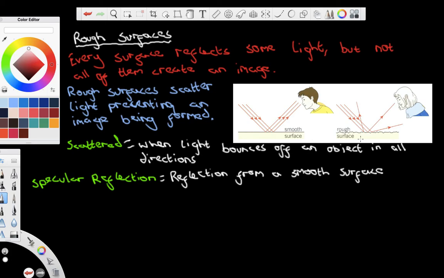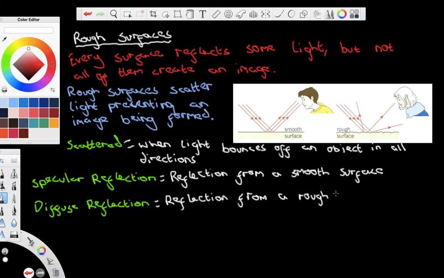And finally, we've got diffuse reflection. So we've got diffuse reflection. And diffuse reflection is reflection from a rough surface. So if we look at these two diagrams at the top, we've got specular reflection, because it's from a smooth surface, and we've got diffuse reflection, because it's from a rough surface.